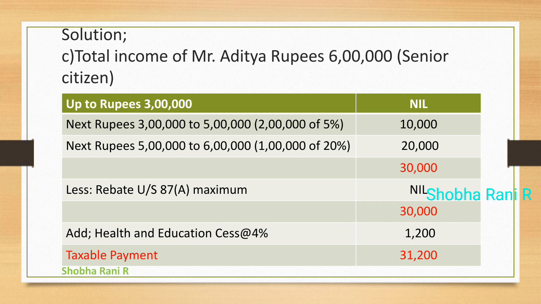Less rebate under section 87A. Here the assessee's total income exceeds 3,50,000, so the assessee cannot avail a rebate under section 87A. So it will be nil. The total gross tax liability is 30,000. Add health and education cess at 4% on the gross tax liability, that is on 30,000, it comes to 1,200. So the resultant figure we'll call the net tax payable.